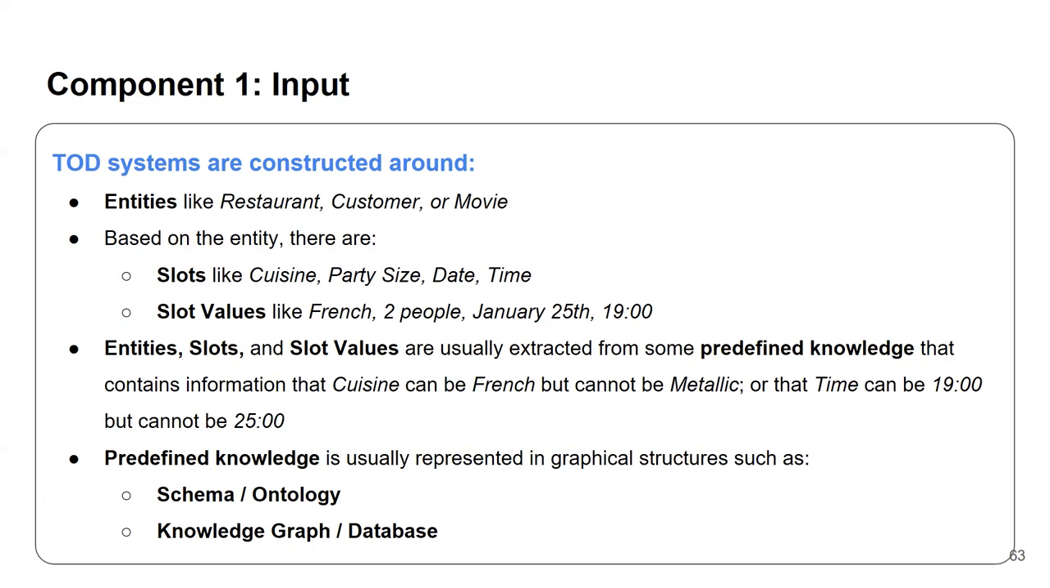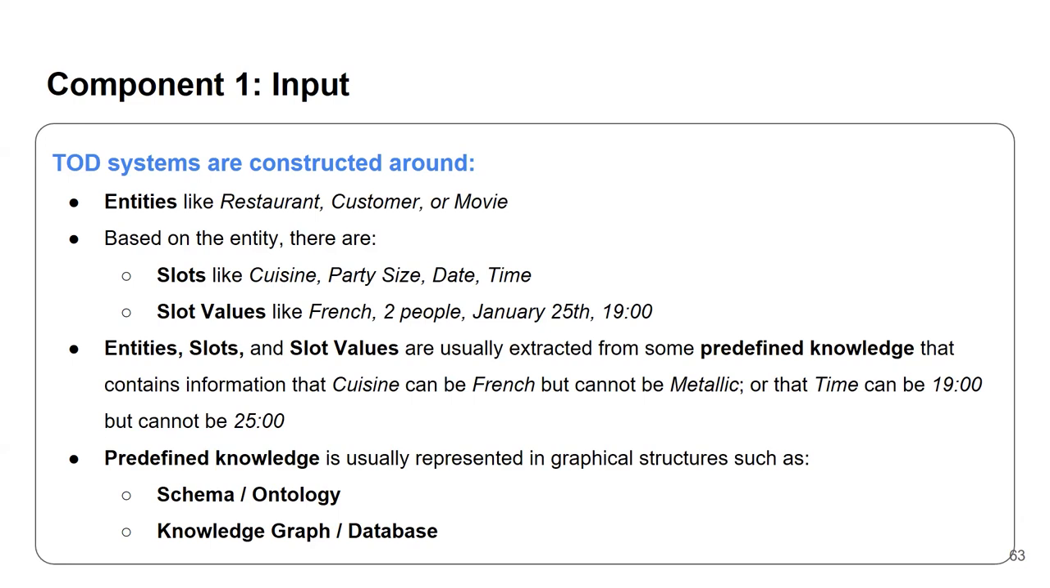This can be a restaurant, customer, movie, for example, and each of them have some specific attributes. Attributes, in the literature, they refer to these as slots. So for example, a restaurant is described by a few attributes, such as a restaurant has a name, it has a location, it has a cuisine.